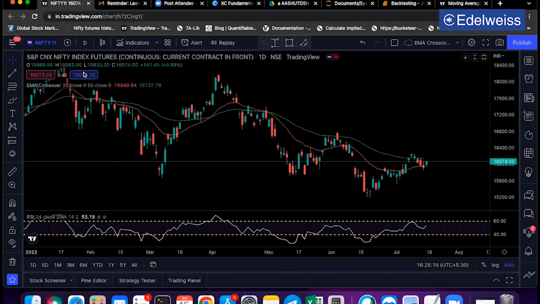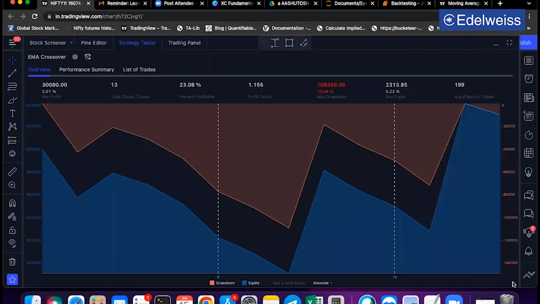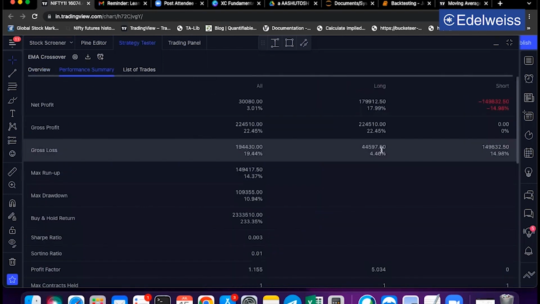So on a daily time frame of 20 and 50 period moving average crossover, these are the statistics. 3% net profit, total 13 trades. I'll tell you the time frame कब से कब तक ये profitable था, और 23% hit rate है इसका. And we'll be discussing about these factors later on in our slides. And this is a long short strategy, mind you.